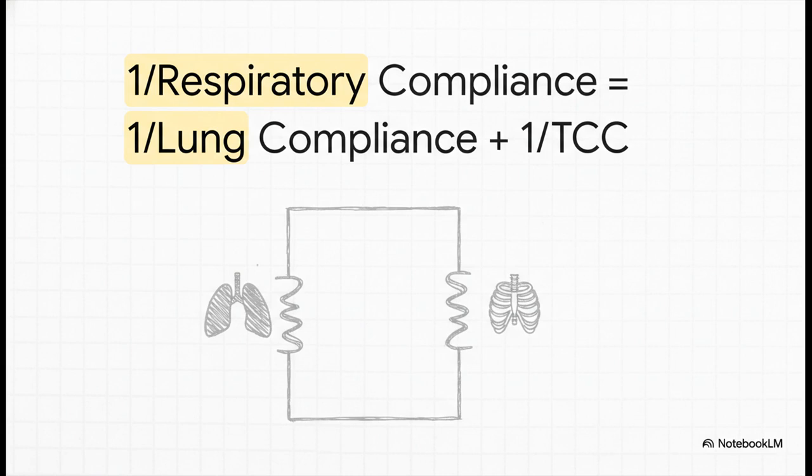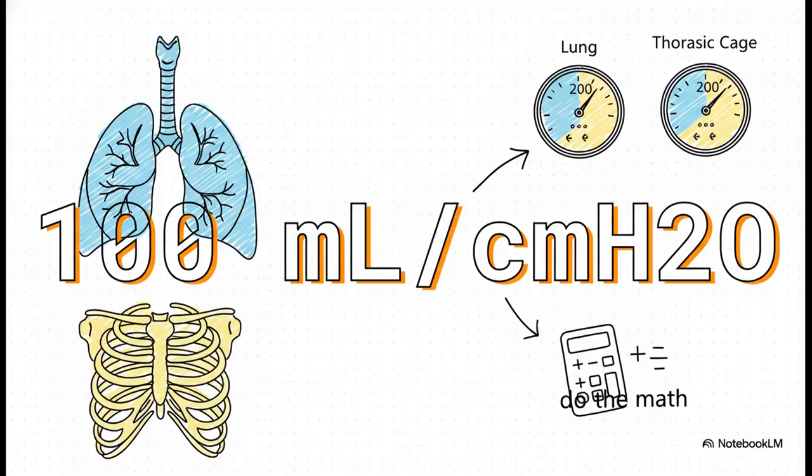This is another one to lock away for your exams. So what's a good number to keep in your head? Well, for a healthy adult, the total respiratory compliance is right around 100 milliliters per centimeter of water. And that number usually comes from a lung compliance of about 200 and a thoracic cage compliance of about 200. You do the math with that last formula, and bam, you land right at 100.